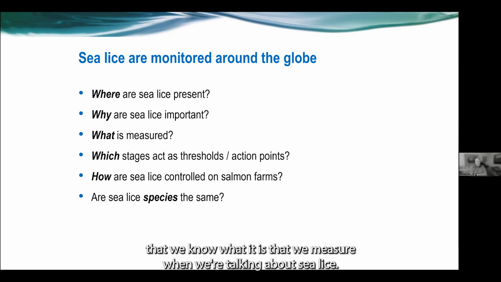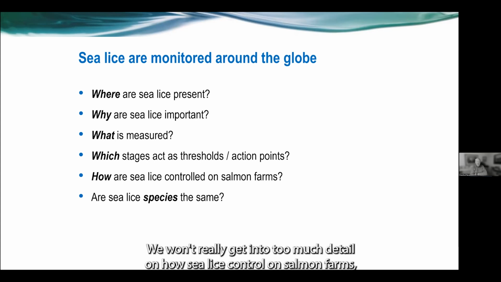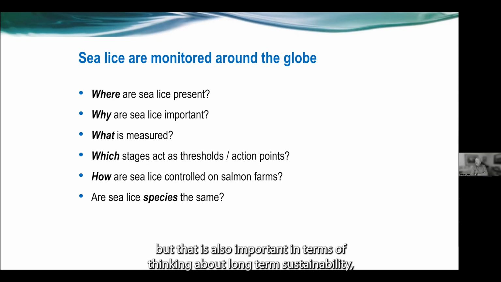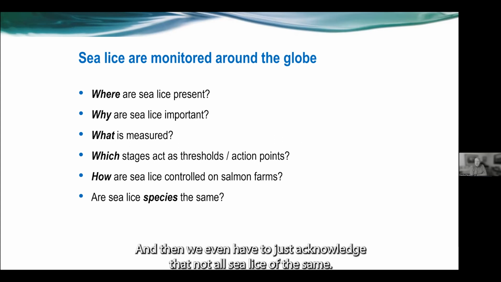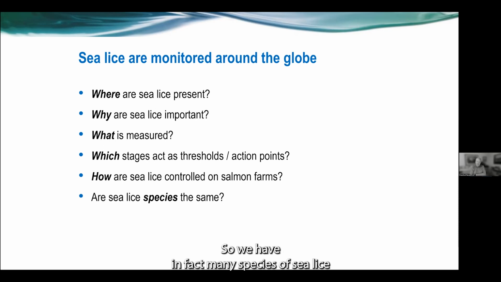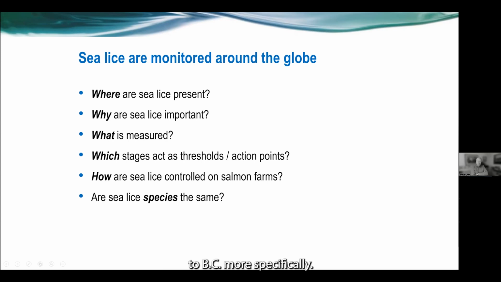It's important that we know what it is that we measure when we're talking about sea lice, what are the stages that are relevant and important, and how different regions and jurisdictions interact and take action when different sea lice thresholds are reached. We won't get into too much detail on how sea lice are controlled in salmon farms, but that is also important in terms of long-term sustainability, particularly with the issue of selective pressure for sea lice becoming resistant to certain chemical treatments, but also potentially other types of treatments. And we have to acknowledge that not all sea lice are the same. We have, in fact, many species of sea lice, and it's important that we're aware of those things. So let's put a couple of those things in context, and then we'll get to BC more specifically.